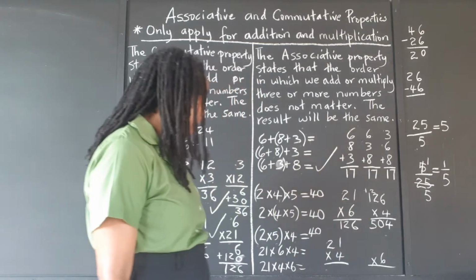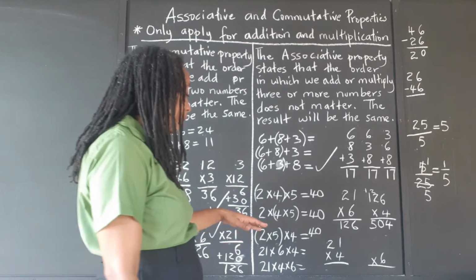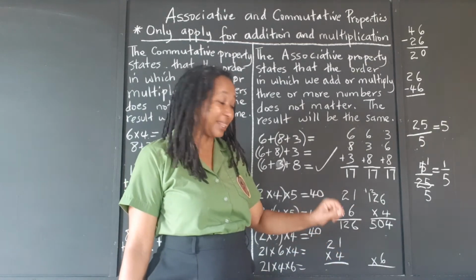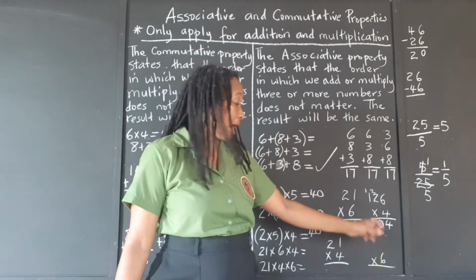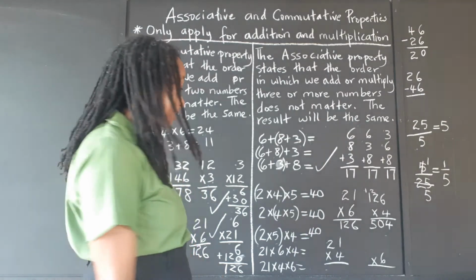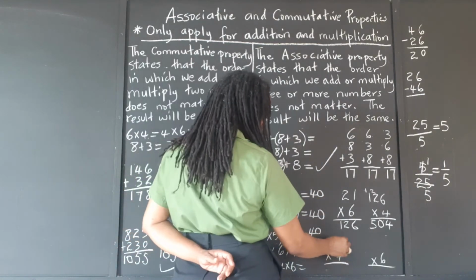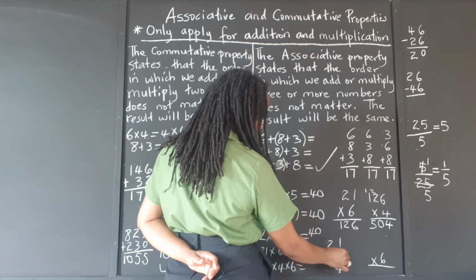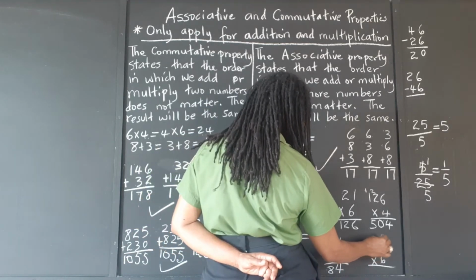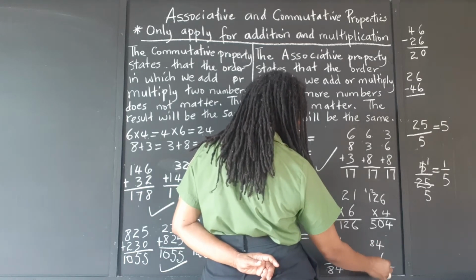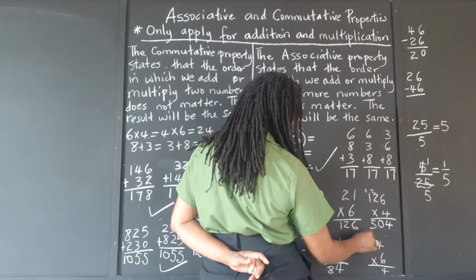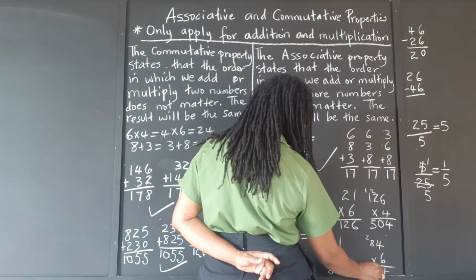That's the product. Let us check if when we multiply 21 times 4 and then multiply that answer by 6, are we going to get this same answer? Do you think we're going to get that answer? Let's see. 4 times 1 is 4, 4 times 2 is 8, and now we're going to multiply the 84 by 6. 6 times 4 is 24, 6 times 8 is 48 plus 2, 50.